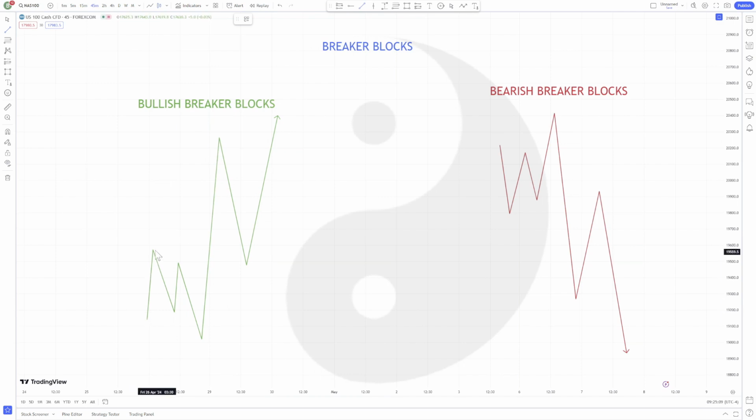First, there has to be an impulse move up, retracement, a move up, and then a liquidity grab or liquidity hunt to the low side, and then an impulse move upwards causing a break of structure. So this is how it looks like.